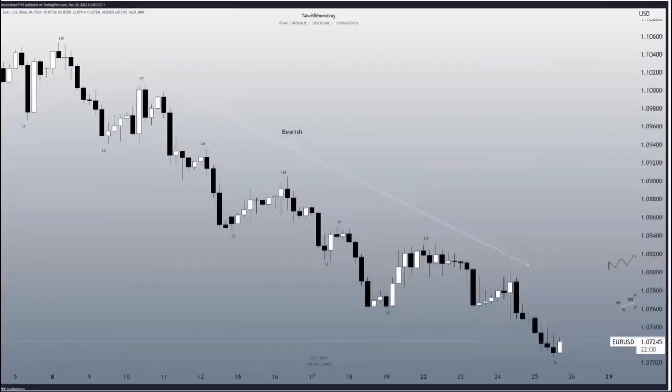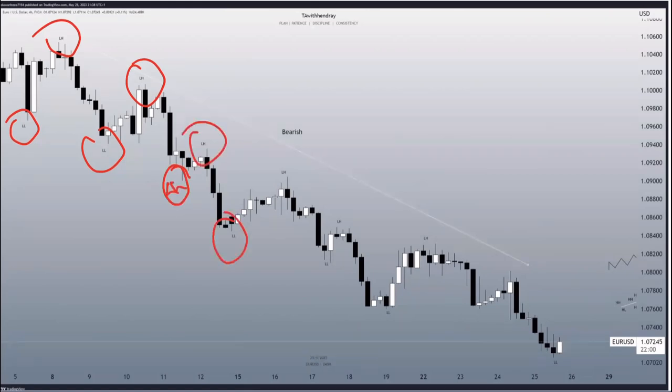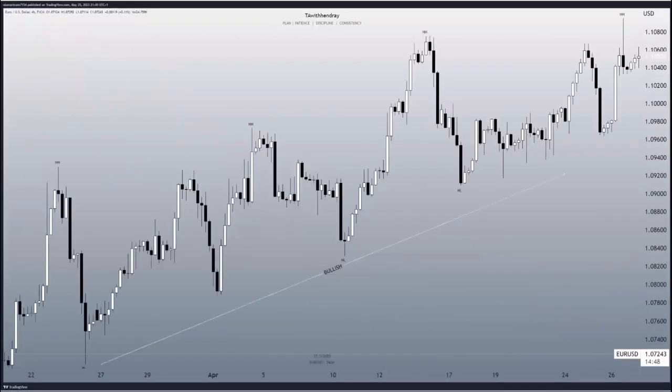then we can take a step further into looking at each of the examples on chart. For a bearish environment, we can clearly see how we have a lower low, lower high, lower low, lower high. Here, this must be a lower low, sorry. So lower low, lower high, lower low, lower high, lower low, lower high, lower low, and lower high. This is what constitutes a bearish environment.